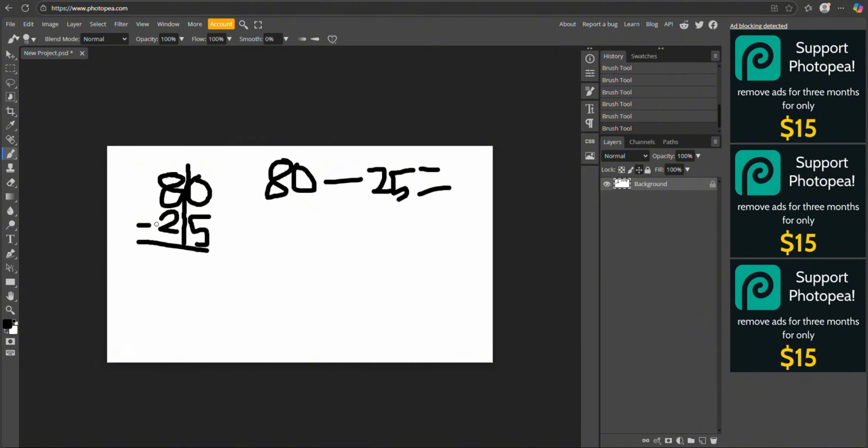8 minus 2, that's 6. But we take 0 minus 5, that isn't really possible unless that's negative 5. But since 80 is bigger than 25, we can't put negative 5 here. So a way of solving this is thinking of this like real world problems, like debt or something.